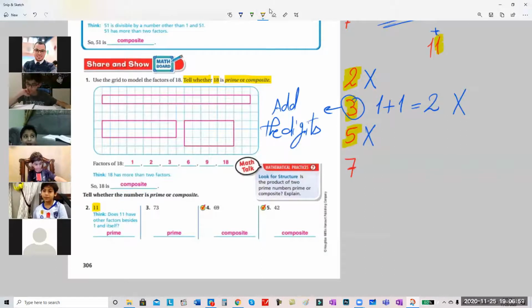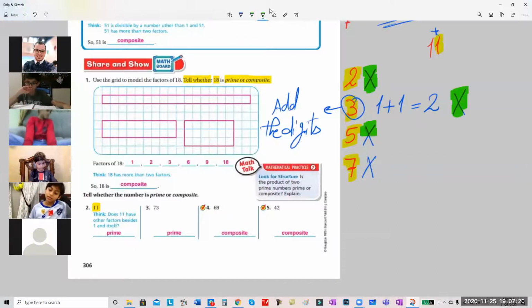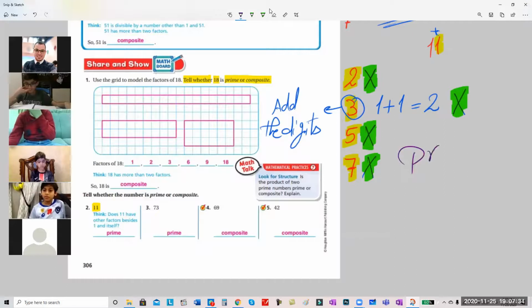What about 7? Is there any number in the multiplication table of 7 equal to 11? 7 multiplied by 1 equals 7. 7 multiplied by 2 equals 14. No. So there is no number. So in this case, 11 didn't work with any of the numbers, right? So 11 will be prime or composite? Prime. Yes, thank you. You're welcome.